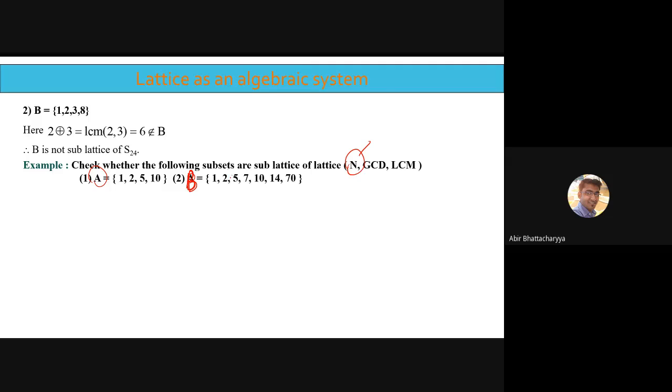Okay. Now number 2, B. In B take 5 and 7. So the LCM of 5 and 7 is 35, which does not belong to B. So we will stop there only. You just have to write that much: the LCM of 7 and 5 is 35, which does not belong to B, and hence B is not a sublattice of N under GCD and LCM.